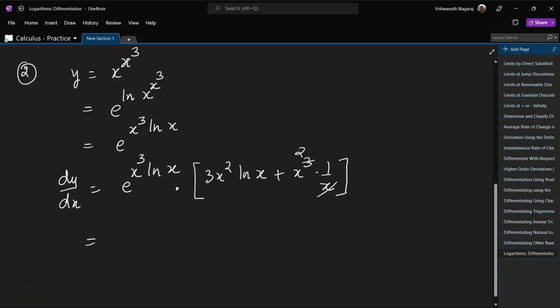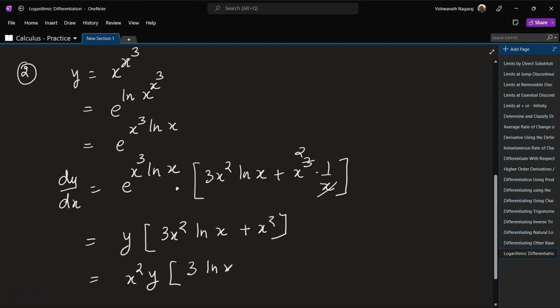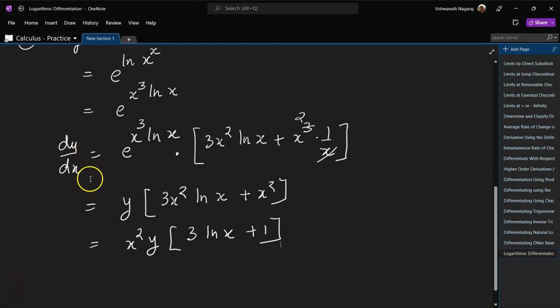This is nothing but y. So y times 3x square natural log of x plus x square. And x square is common, so x square y times 3 natural log of x plus 1. So that is the derivative.